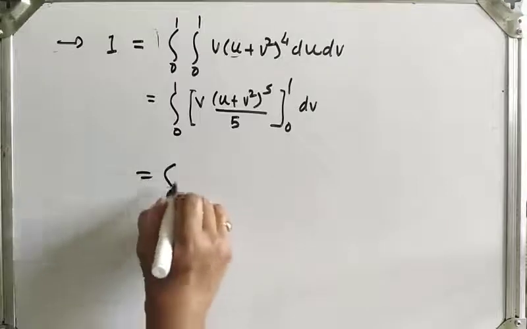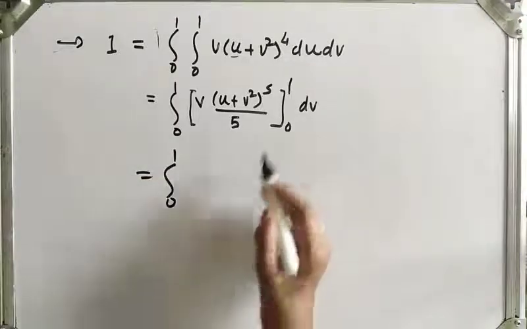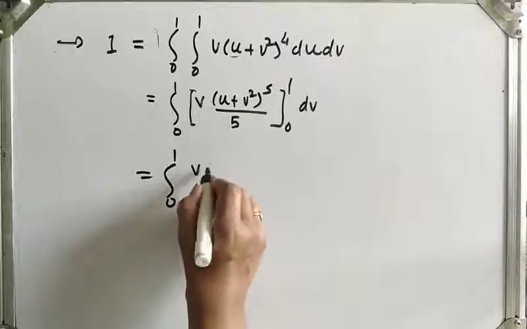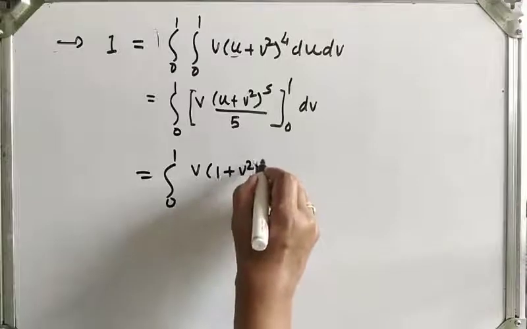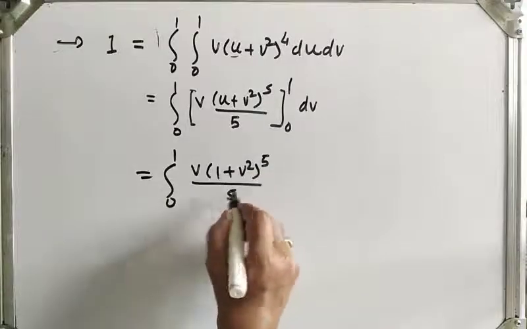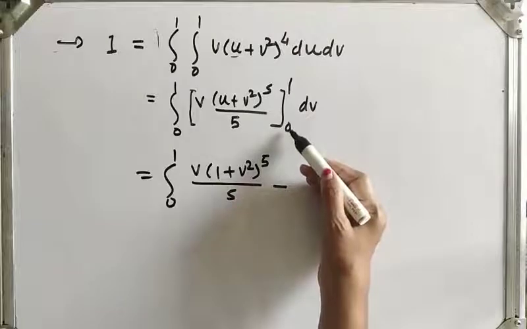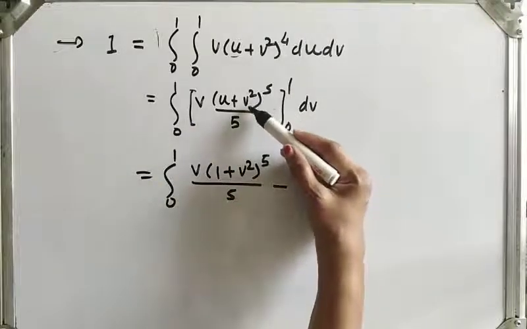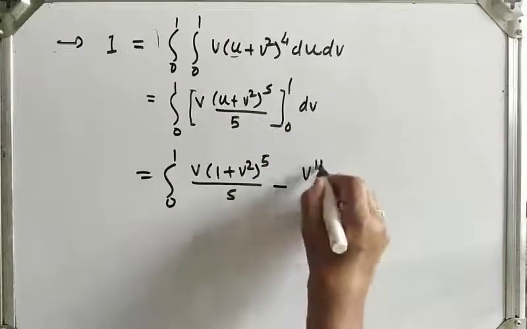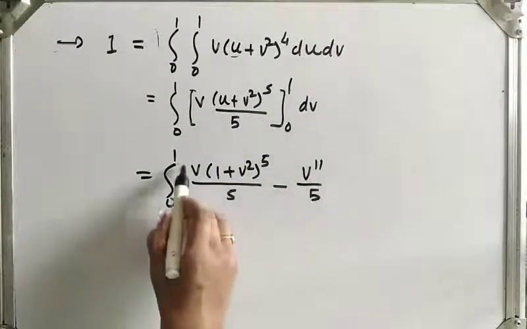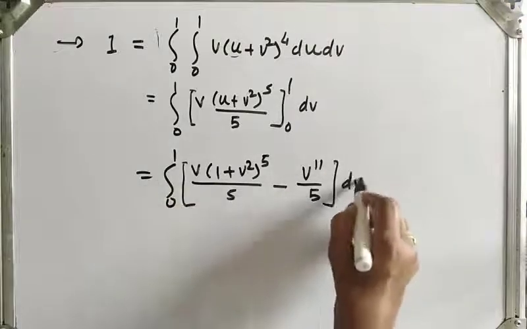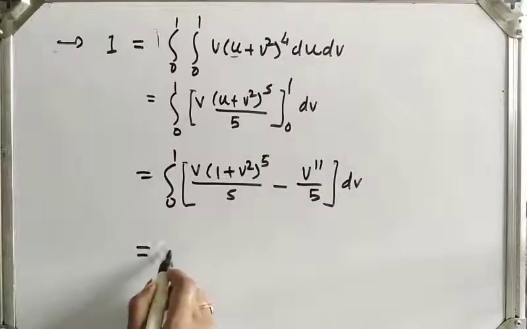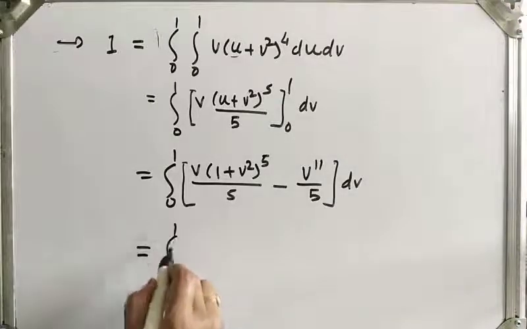So it is the integral from 0 to 1. Substituting 1 in place of u, we get v times (1 plus v squared) raised to 5 upon 5, minus, putting 0 in place of u, v into v squared raised to 5, that is v raised to 10 into v, that will be v raised to 11 upon 5, dv. Now we will integrate with respect to v, so it is the integral from 0 to 1 as it is.